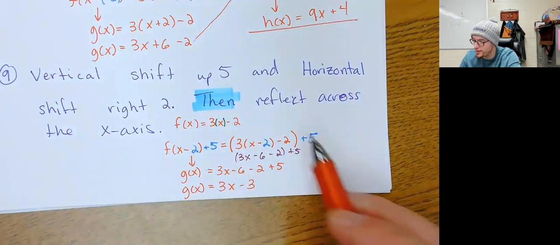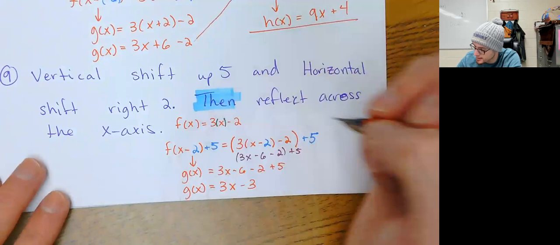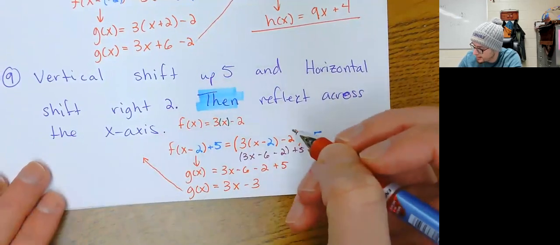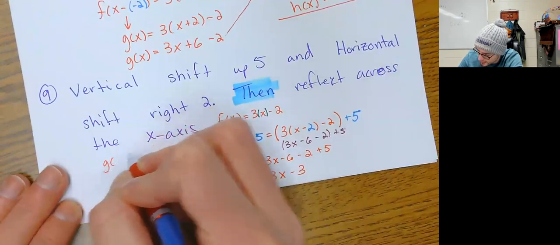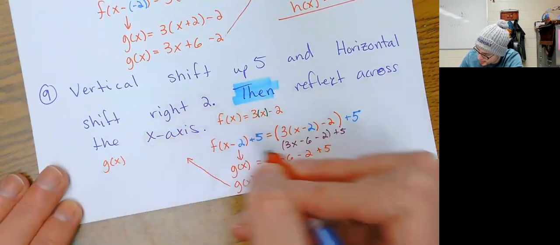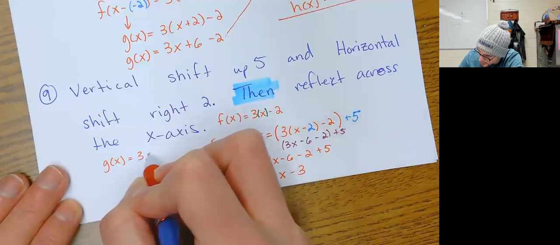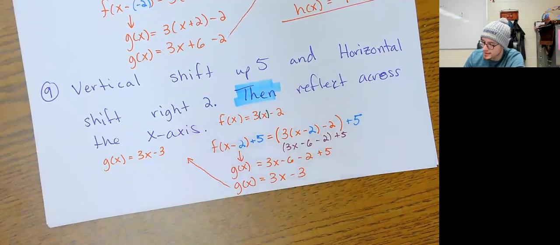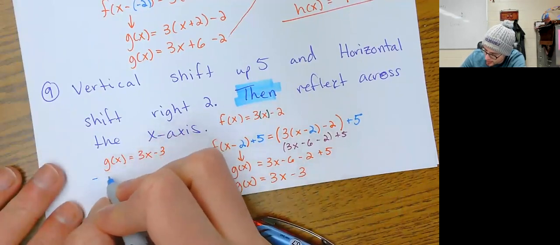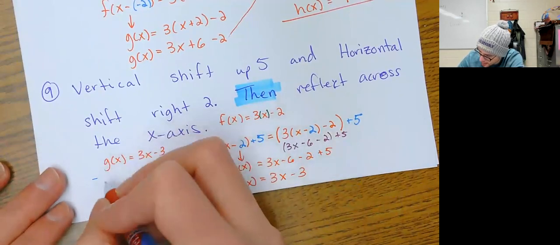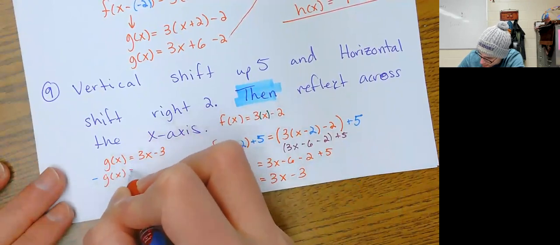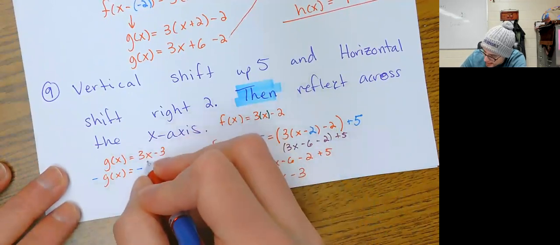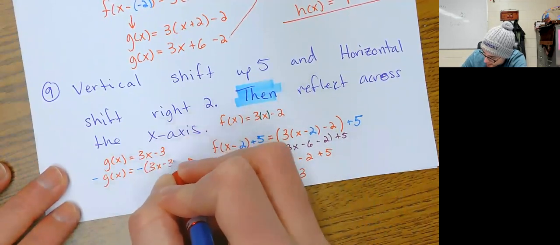Now we need to then reflect across the x-axis. So I'm actually going to go to the left here, and I'm going to say g of x equals 3x minus 3. X-axis reflection means we're going to multiply the outside by a negative. We're going to multiply the whole thing by a negative. So negative g of x equals negative the entire function, 3x minus 3.